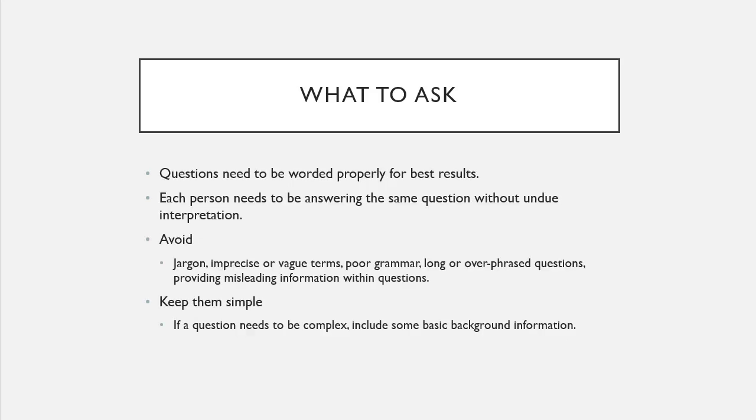We also need to be careful to word our questions properly. We need to make sure that we are avoiding jargon, imprecise or vague terms, poor grammar, long or overphrased questions, or providing misleading information within questions. Some other things you need to look out for that are not necessarily written out in the textbook are writing questions in common language. That means that you have to avoid slang use. Even if it's something that somebody uses on a regular basis and we're all pretty sure we know what it means, that doesn't mean that that's what we use for the question.